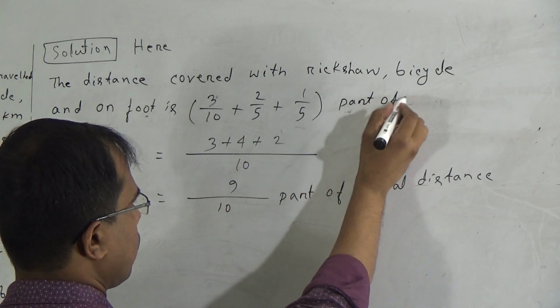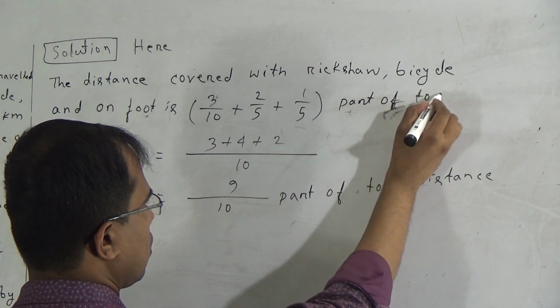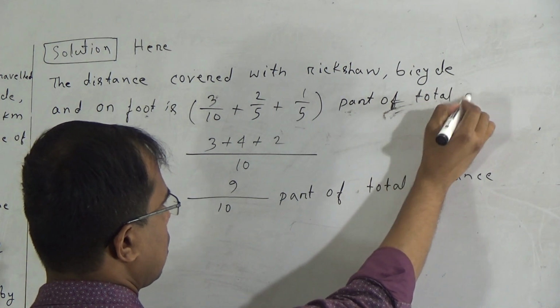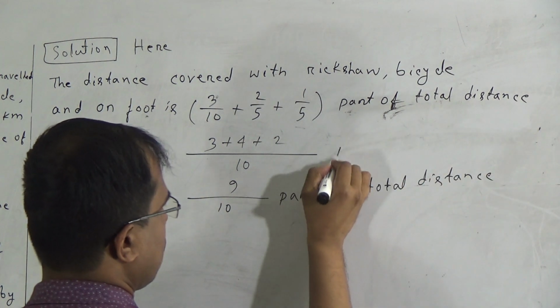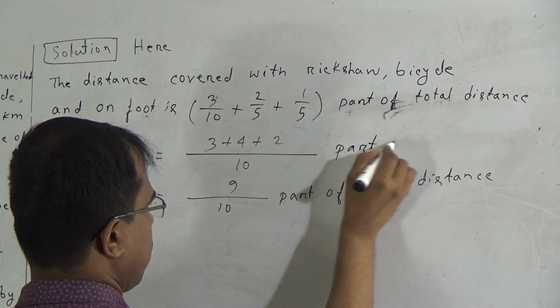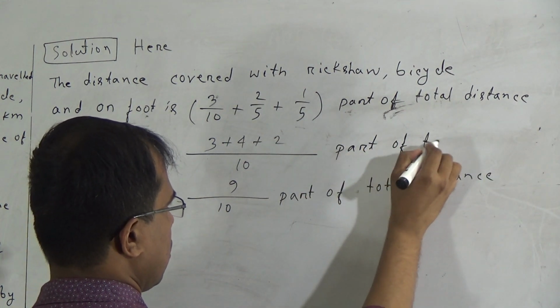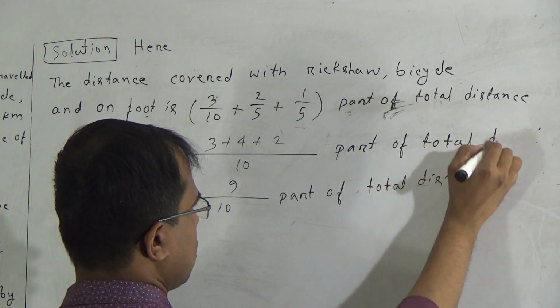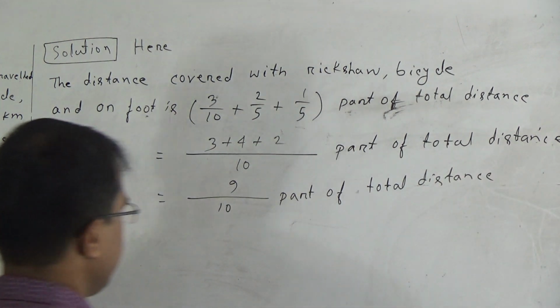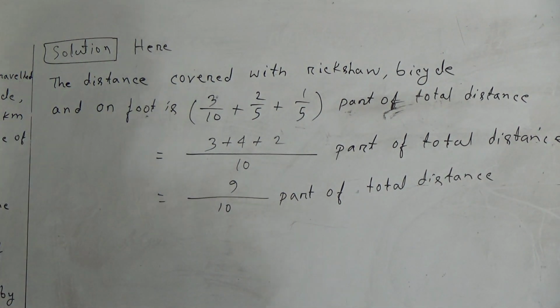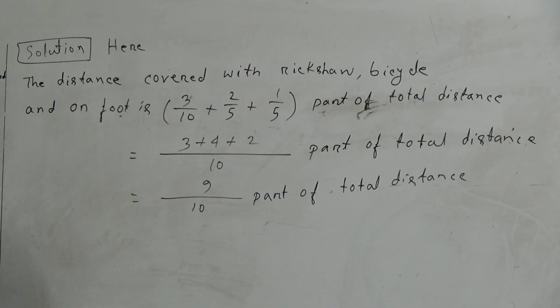Part of total distance. Part of total distance. Now we'll consider total distance one part. Now we'll find out remaining distance.